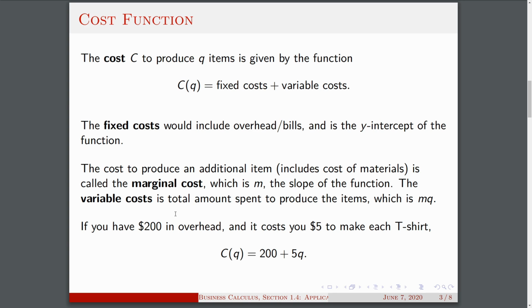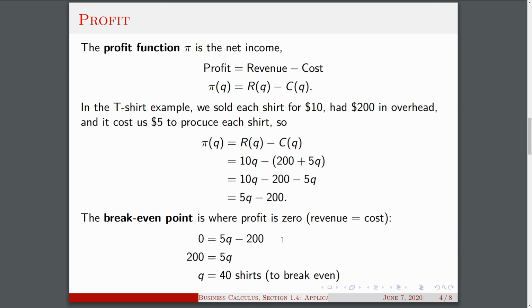It's a mouthful, but as an example, if you have $200 in overhead and it costs you $5 to make each t-shirt, your function is going to be 200 plus 5Q. That's your slope, that's your y-intercept. I feel a sneeze coming on. We'll see. All right, so that is cost.